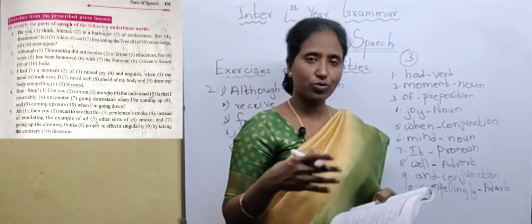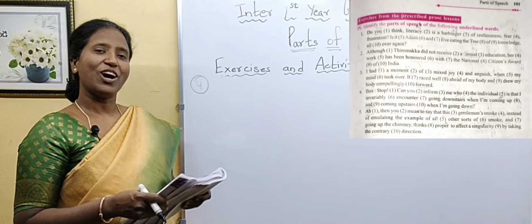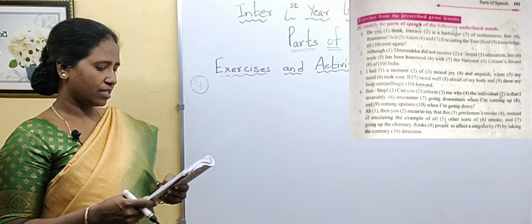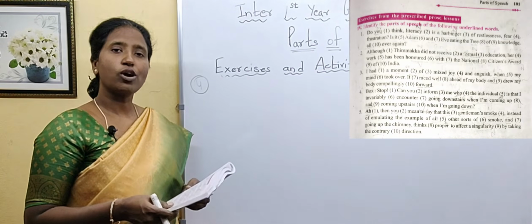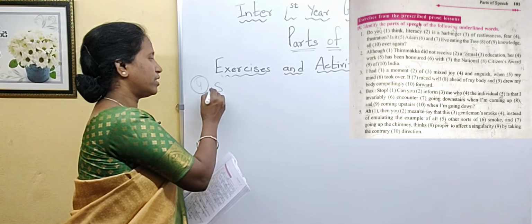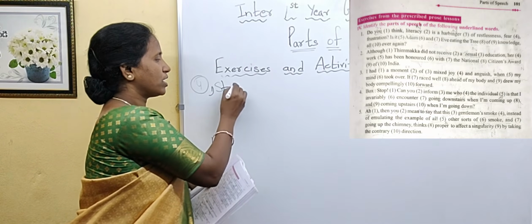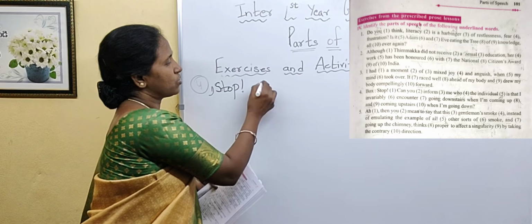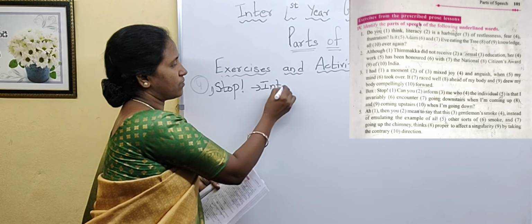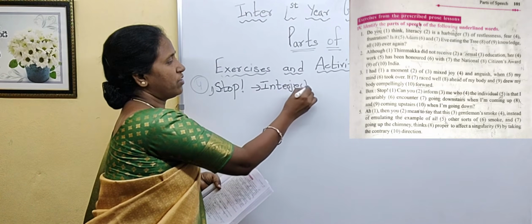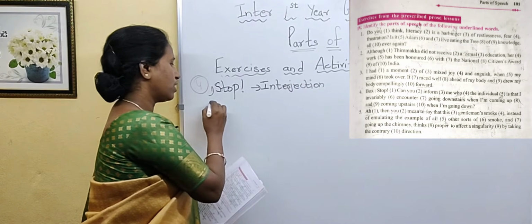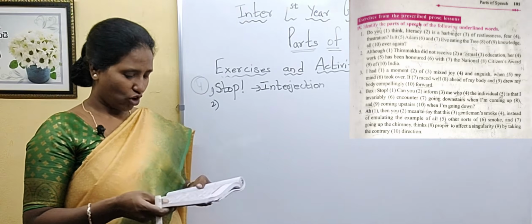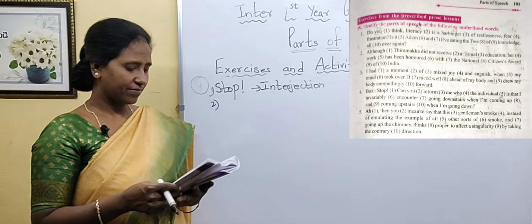Okay. So we move to the fourth and the fifth one. On to the fourth one. Stop. Here this word stop is given. So immediately after stop you find the exclamatory mark. So it is an interjection. So whenever you find the exclamatory mark, you have no doubt at all. It is an interjection. On to the second one.